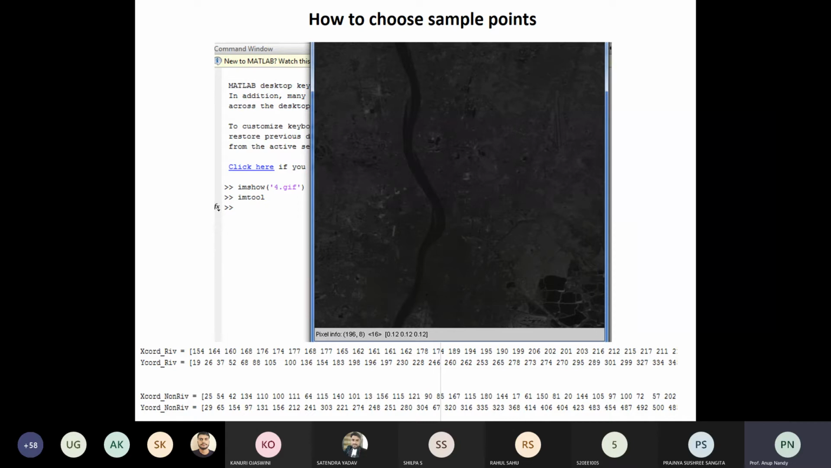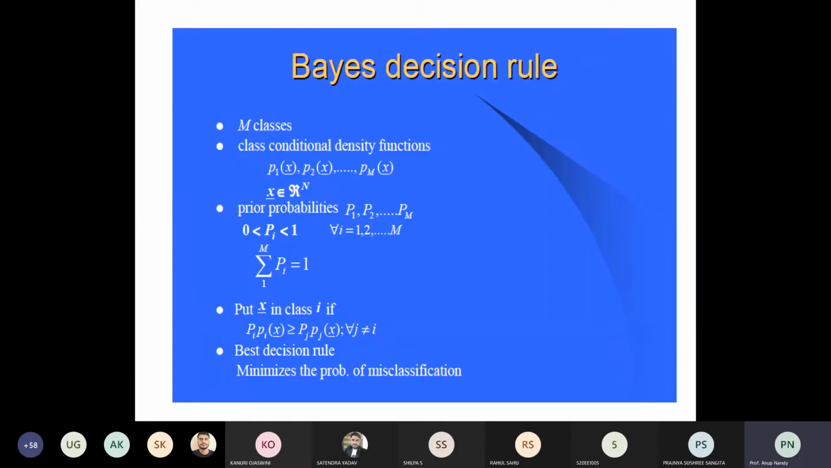So this is the first step that you have to do. Firstly, you'll have to acquire the coordinate positions. Next step, you have to apply the Bayes decision rule. Now you have M classes. In your case, you have two classes, river class and non-river class. The class conditional probability density functions are given to you: capital P1(x), capital P2(x), where x is a vector in Rn.